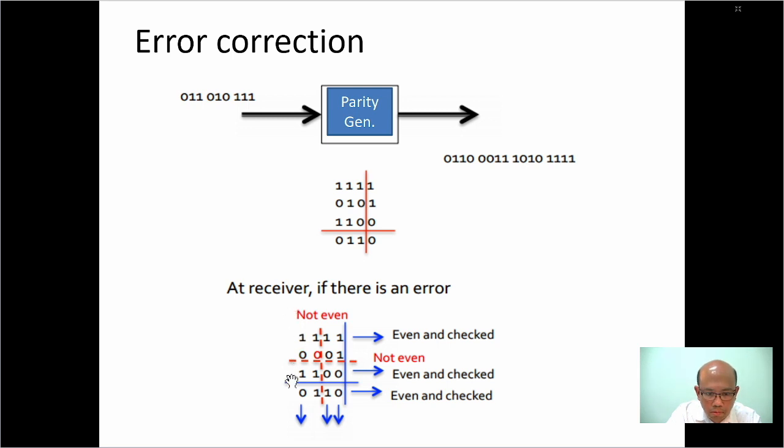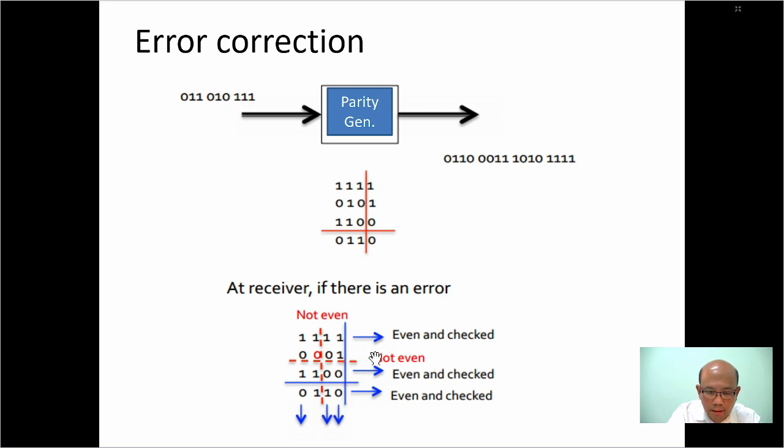1, 0, 1, 0. Okay, right. 1, 0, 1, 1, right. No. 1, 0, 1, 1. This is a 3. This is an odd form. Mark this position. Mark here. And 1, 0, 0, 1 is even. 1, 1, 0, 0 is even.